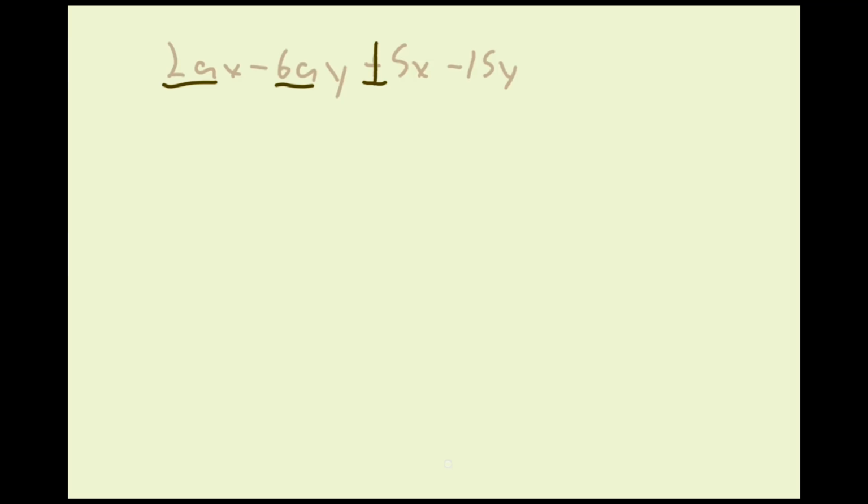All right. So now you're just left with 2a times (x minus 3y). Right. Oh, let me fix that. And then now we look at the other side, 5x minus 15y. What is our greatest common factor? It's 5. Right. So let's get 5 out of here.